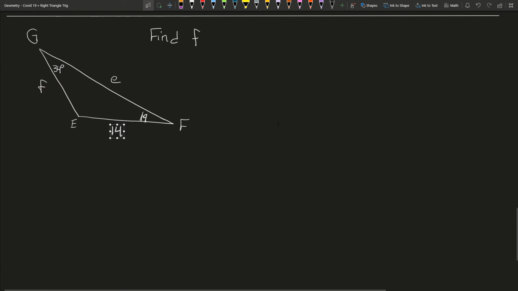The first thing that I'm going to do is just label my sides, or at least organize them a little bit. So this angle G goes with 14. This angle 19 goes with F. And this angle E goes with E.